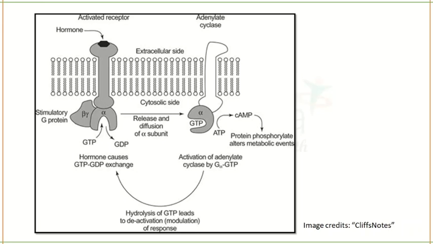Okay, so this is what happens with the activation and inactivation of G alpha GTP. If G alpha GTP is activated, it will activate adenylate cyclase, and finally you will get more cyclic AMP. If G alpha GTP is inactivated, it will go back to its inactive structure, where it will be bound to the beta and gamma subunits and GDP.